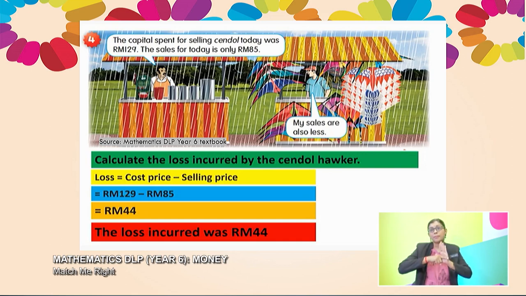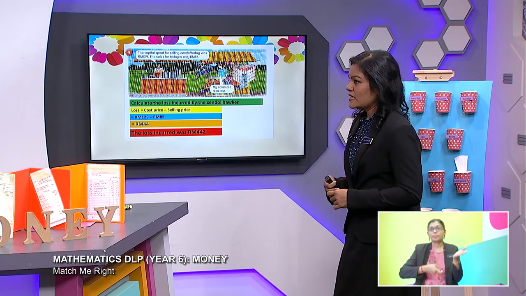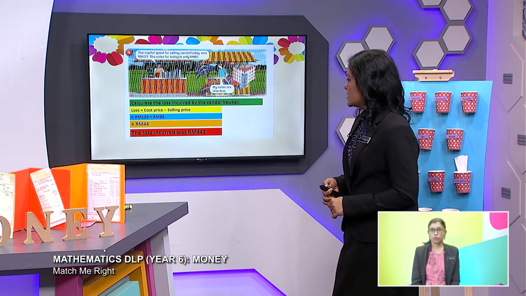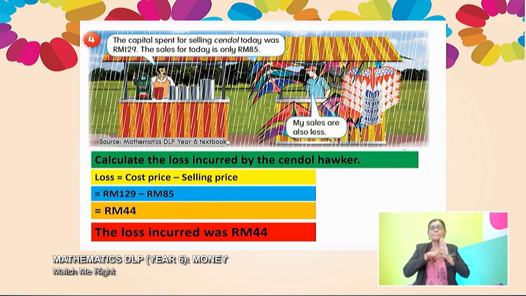So, of course, the selling price will be lesser than the cost price. Yes, correct. Okay, we have to understand that. So we minus 85 from 129, we have 44. That is the loss of the Chendol hawker, 44. Okay, 44 ringgit. Yes.